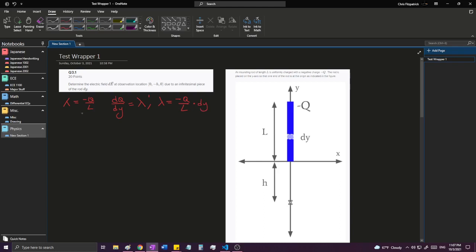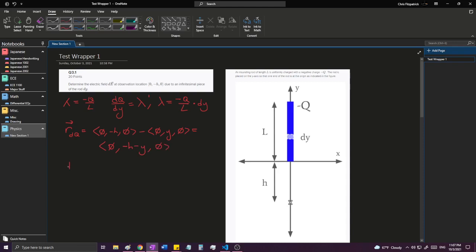And from there, you must get the vector r for dq, which is equal to the observation r vector minus the origin r vector, which is 0, negative h, 0, minus 0, y, 0, which is then equal to 0, negative h minus y, 0.